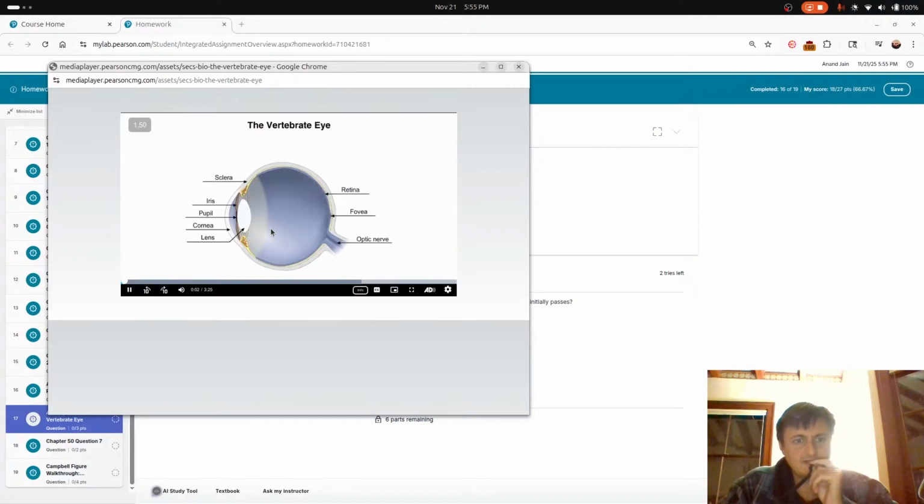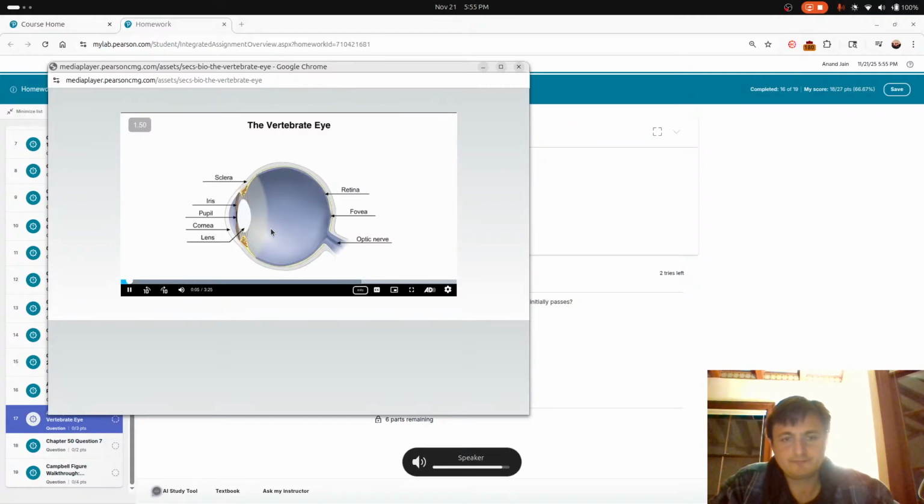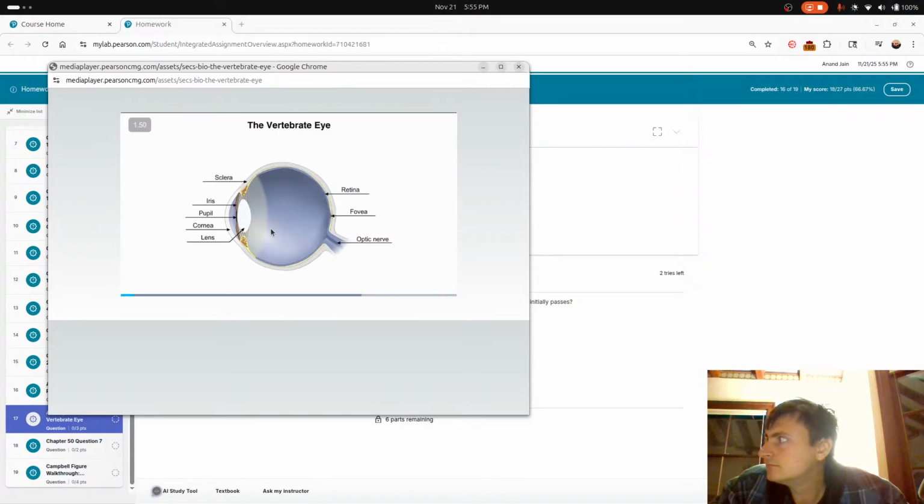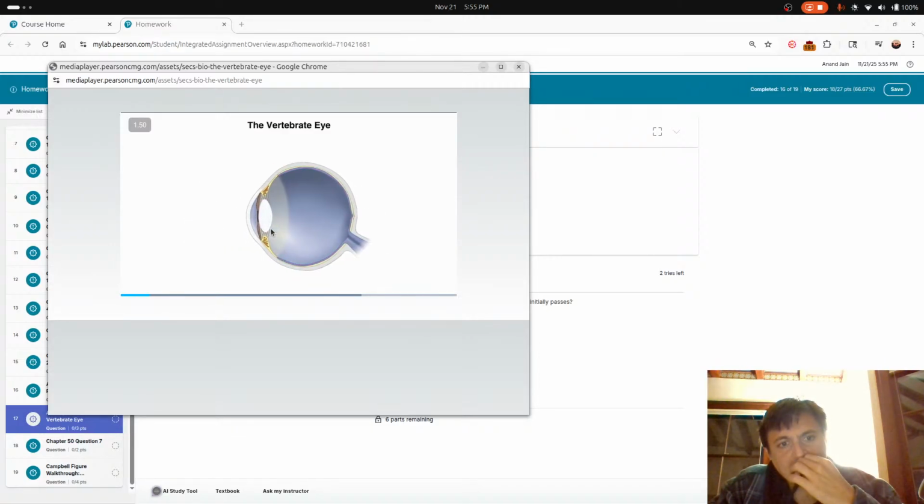The vertebrate eye is similar in structure and function to a camera. At the back of the eye is a thin, light-sensitive sheet called the retina. The eye also has a lens that focuses the light onto the retina. As the eye looks at a point of light, the light passes through the transparent cornea and then through the lens, both of which bend the light, focusing it onto the retina.